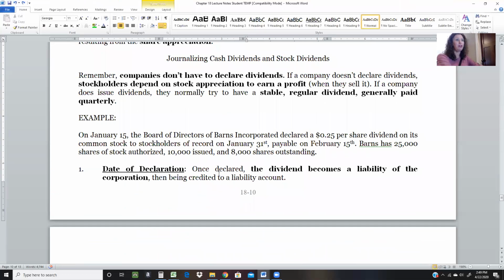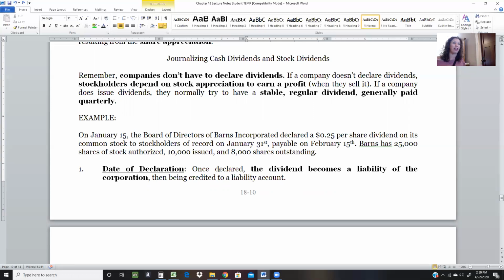Okay, so let's talk about dividends a little bit. On dividends, usually we pay cash dividends, and this is usually an easy concept. There are 3 important dates in relation to dividends: the date of declaration, the date of record, and the date of payment. The date of declaration is the day that the board of directors or the board of trustees or whatever announces that they're doing a dividend.